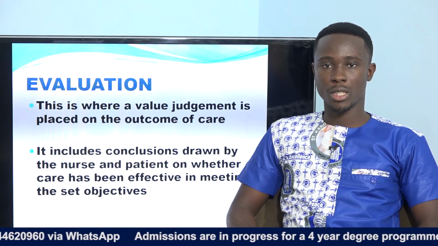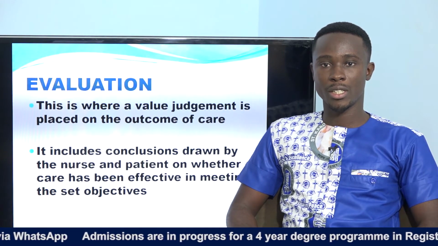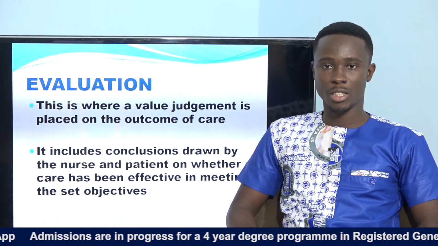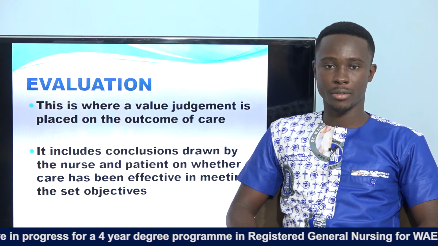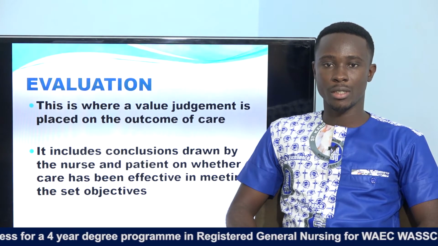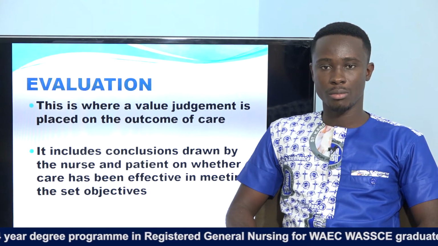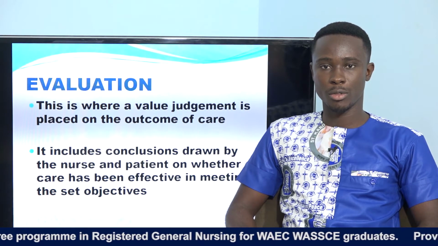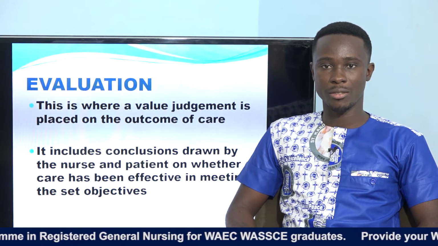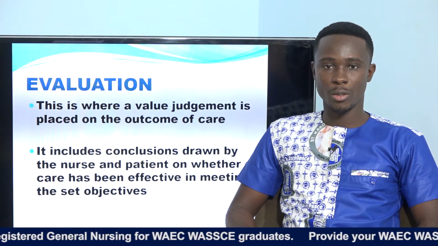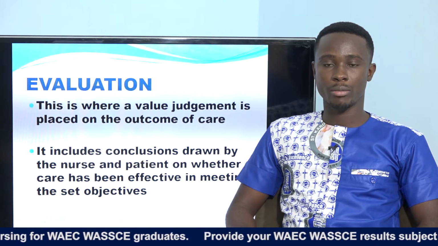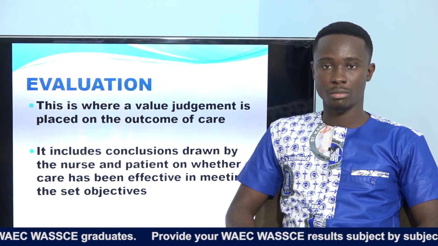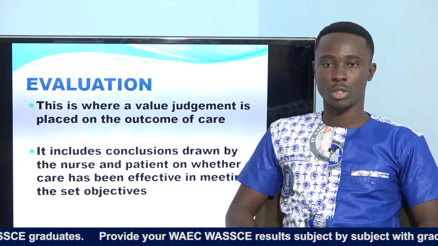So, to start with evaluation, this is where the final judgment is placed on the outcome of care. So you have identified health problems, you have generated nursing diagnosis, you have written down your nursing orders, intervened, and now you are going to find out whether these goals or these objectives were met fully, partially, or unmet.